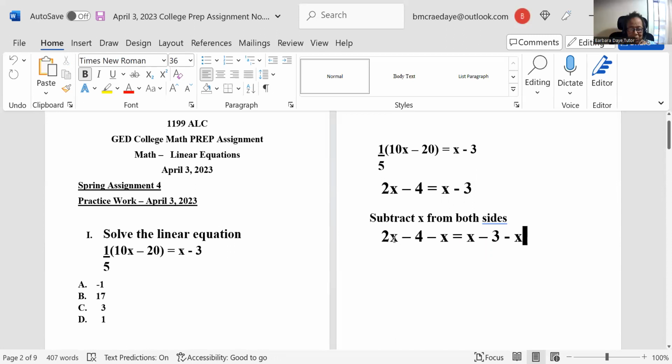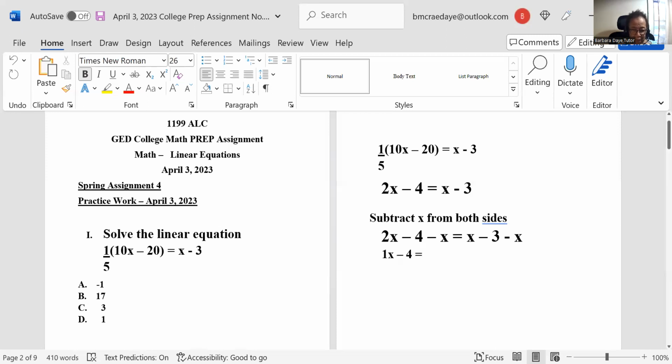Now, Mercedes, what do I have on the left side now? 2x minus 4 minus 1x. 2x minus 1x, remember that's a 1. 2 minus 1, Mercedes, is just 1x. So let's just put 1x, even though that's the same as x, right? And we still have our minus 4.